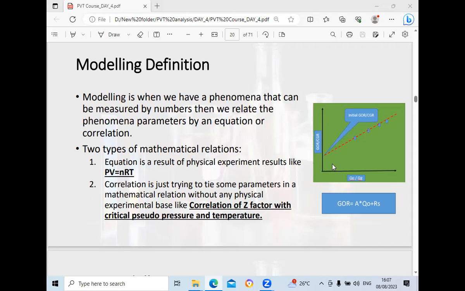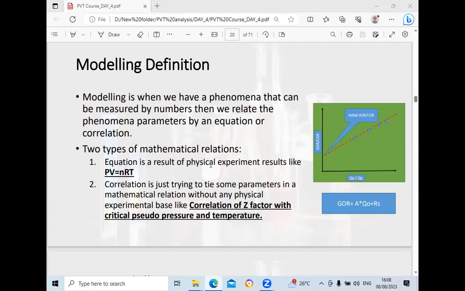You have an original copy and you want to produce another copy that can behave or look exactly like the original copy. So when we talk of modeling a reservoir, for example, we want to produce a 3D model of the reservoir that looks exactly like what we have in the subsurface, so that we can try to simulate the behavior during production or the behavior of fluid flow within this reservoir. So there are two types of mathematical relations that we have when we want to model a PVT data.